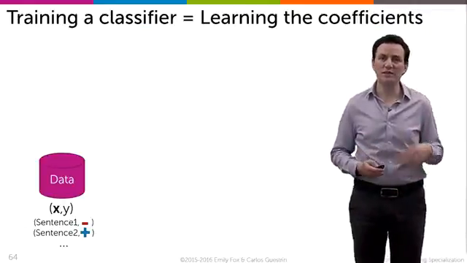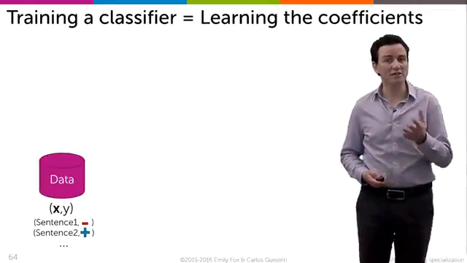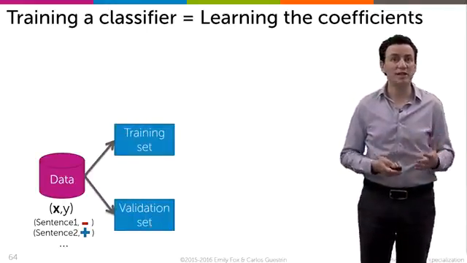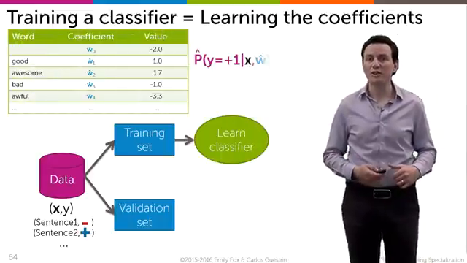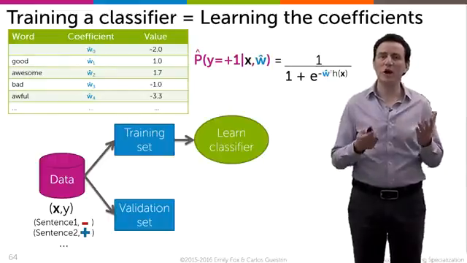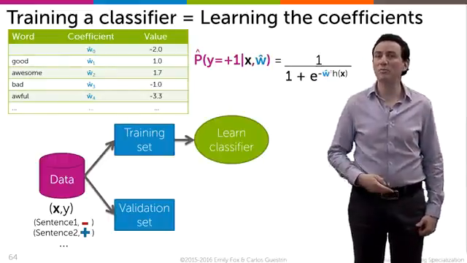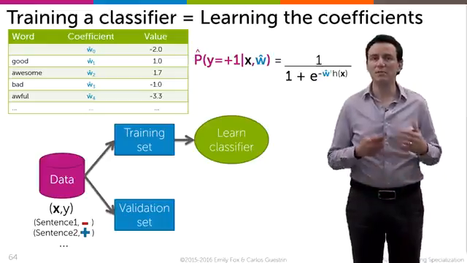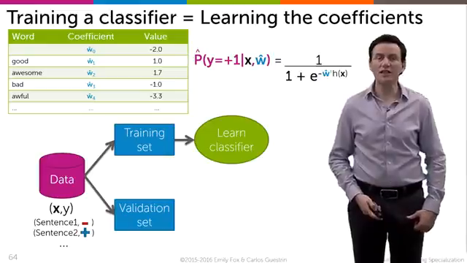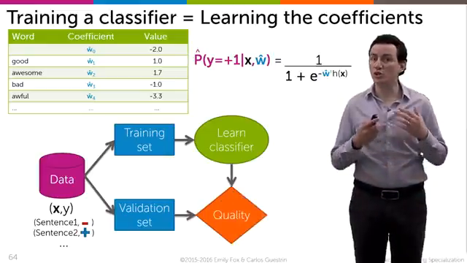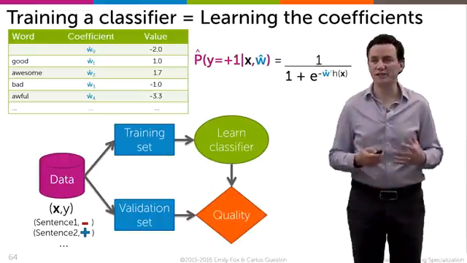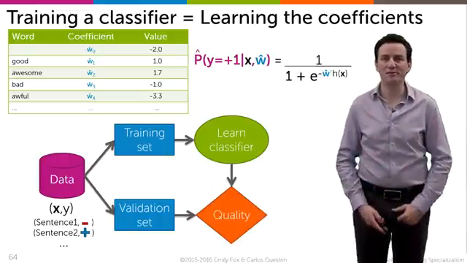Now we're going to start from some data, and that data has inputs x and outputs either +1 or -1. As we said, we're going to split that into a training set and a validation set. And from the training set, we're going to run a learning algorithm that will output the parameter estimates W hat. And those W hats are going to be plugged into the model to estimate the probability that an input sentence is either positive or negative. And of course, we can use the learned model to take the validation set and estimate how good it is, what the quality metrics are, what the error is.